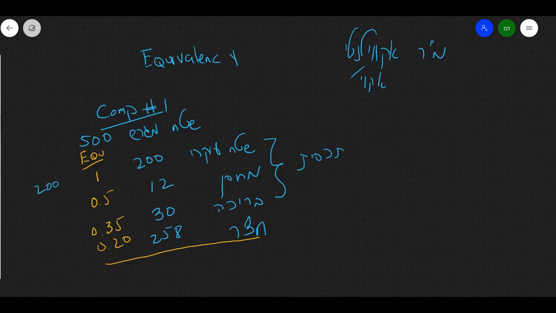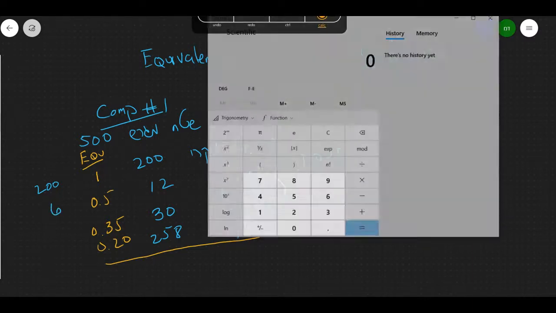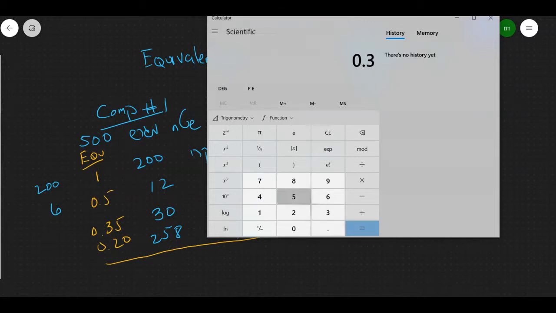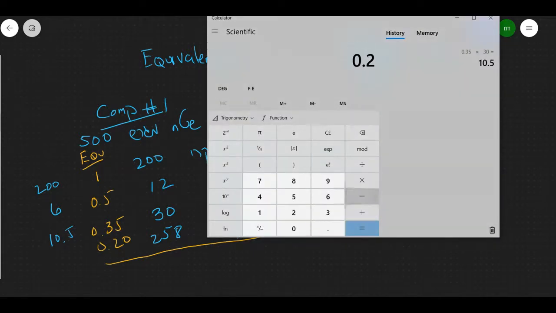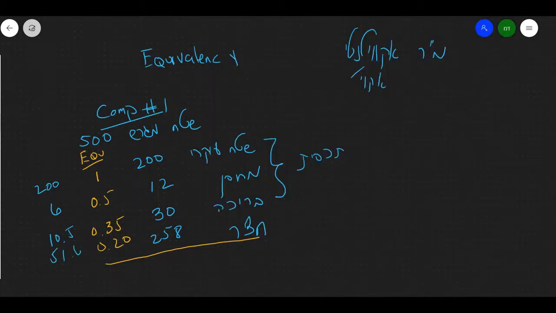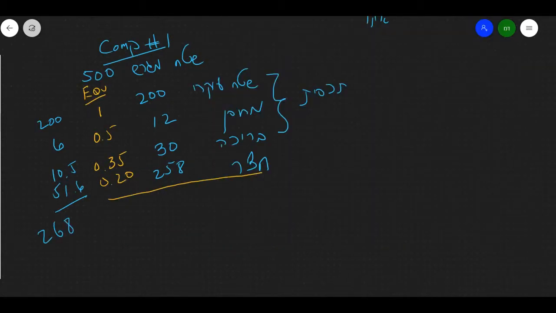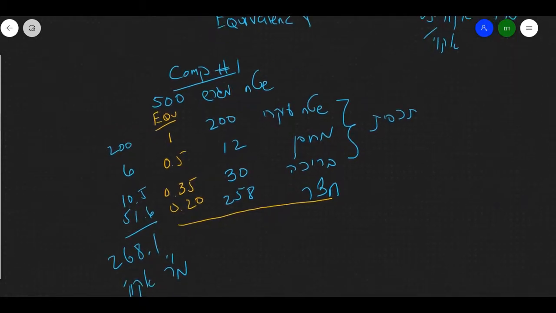Okay, so now we're going to multiply them out. So 200 times 1 is 200, 12 times a half is 6, 30 times 0.35 is going to be 10.5, and 250 times 20% is 50. Now these are all the mar akvis of each individual component, and now we have to add them all up together. We get 268.1 is our mar akvi for our comparative, for our iskat hashva'a number 1.